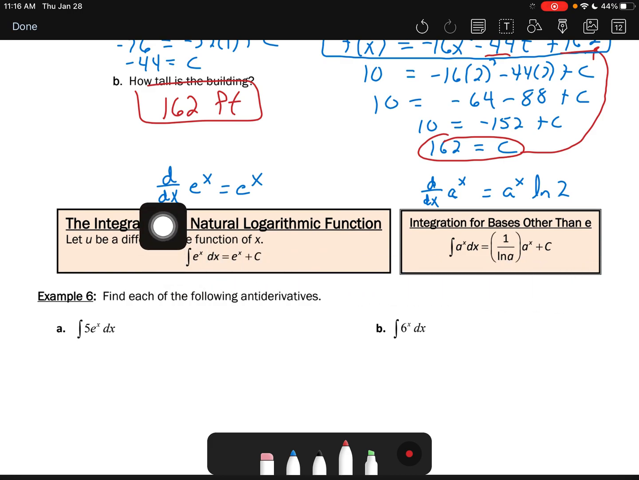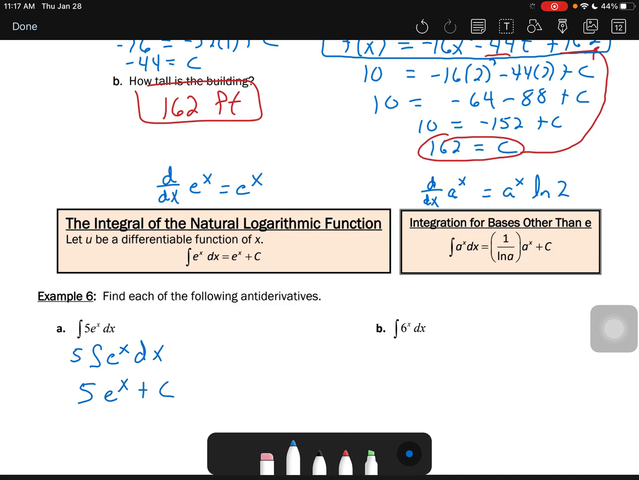These will be quick. If you recall when we did derivatives of e to the x, that was a real easy one. Derivative of e to the x is e to the x. Well, that makes it pretty simple that the antiderivative of e to the x is also e to the x, but we put a plus c at the end, right? So in this example 6 part A, let's pull that 5 out of there, and then I've got 5 times the integral of e to the x, so that's just going to be 5 e to the x plus c. That's all you got for that one.